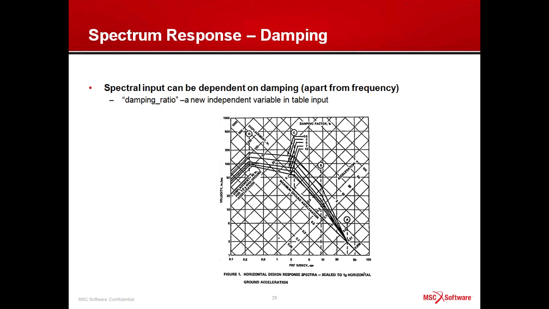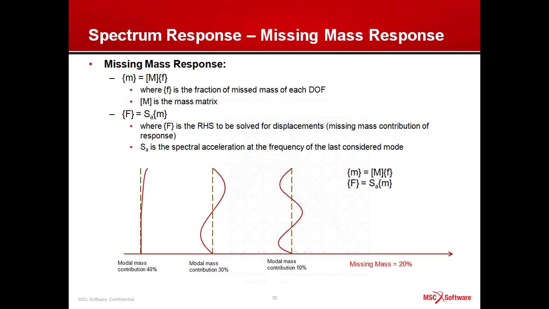That's a very typical process. You can also have the spectral input be a function of the damping ratio, which is also common. So if you have applied damping to your modes, it will utilize that in the subsequent spectrum response calculation. Another nice feature is that you can say, I only want 3 modes to be applied in the structure, and it will determine the modal mass of each one of those modes, say 40, 30, 10%, 80% total, so I have a missing mass of 20%, and it will compensate the results for the fact that your modes are not using all the mass in the structure.